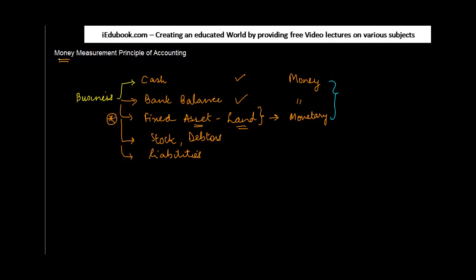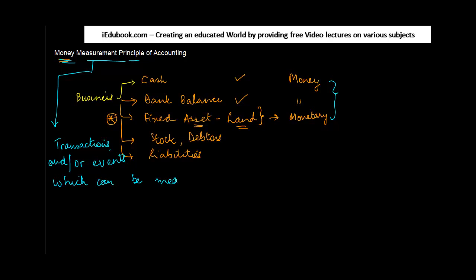Now coming back to what a money measurement principle means. Money measurement principle means that only transactions and/or events which can be measured in money terms are recorded in books of accounts.